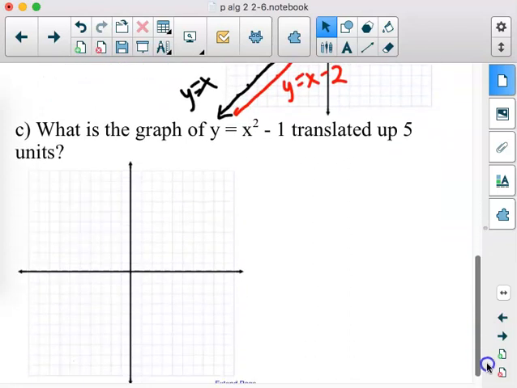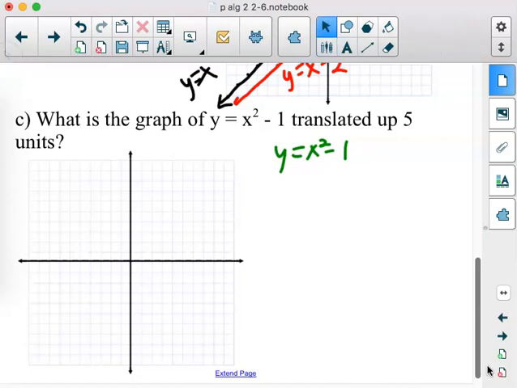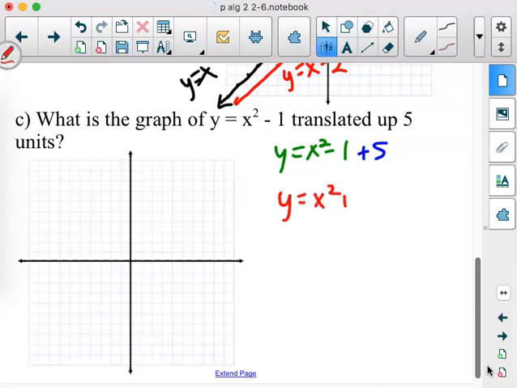Now, we come to C. And it says, what's the graph of y equals x squared minus 1? And we want to put that up 5 units. So I start thinking, okay, if I'm going to put it up 5 units, then I'd have to tack a plus 5 back here. But wait, -1 plus 5, that's going to be y equals x squared plus 4. Because those are like terms, they're both constants, and we can put them together.